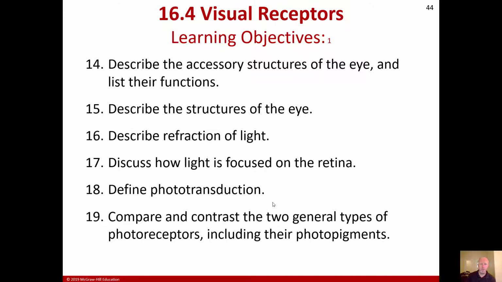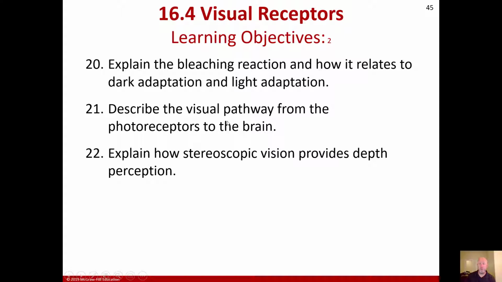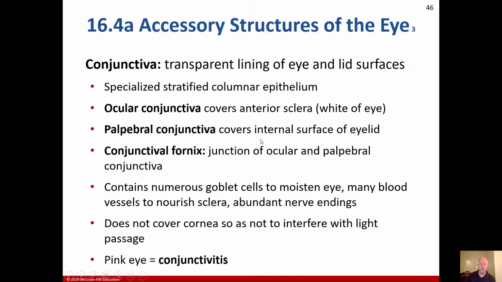Not all of which we're going to actually be covering. Ideally, in covering the whole section through the text, you'd be going through a lot of this information. We're not going to cover all of it because it's a rather substantial section. As well, explain the bleaching reaction, which we won't technically cover, but ultimately, long term, you should know how it relates to dark adaptation, light adaptation, and describing the visual pathway from the photoreceptors to the brain, and explain how stereoscopic vision provides depth perception.